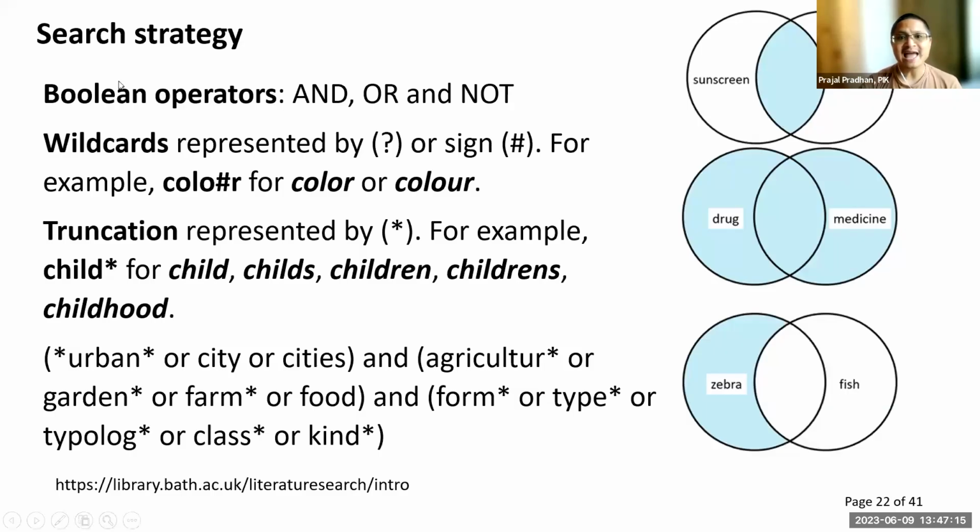But if you use "or," for example here with drug and medicine, you will get every piece of literature that says drug or medicine. But there is also another operator, "not." For example, here with zebra, we are looking at zebra as an animal, not as a fish. So if you use "not," you will get only zebra, but not those talking about zebrafish.